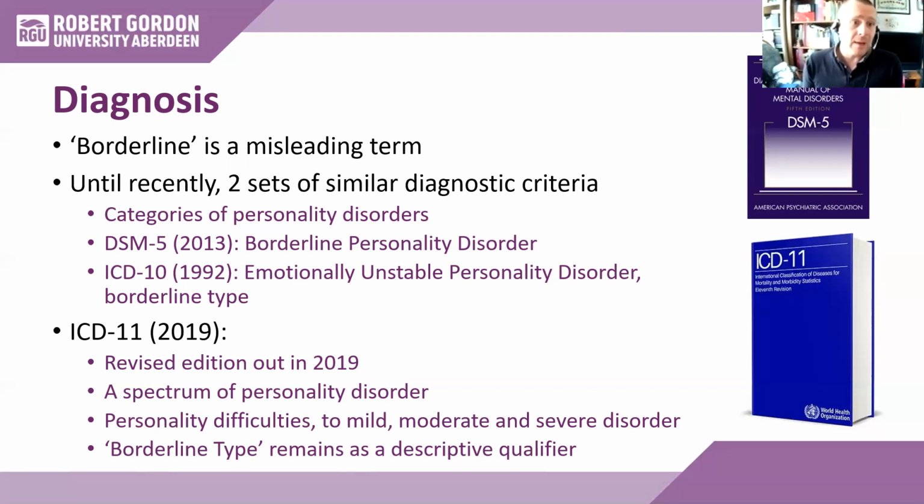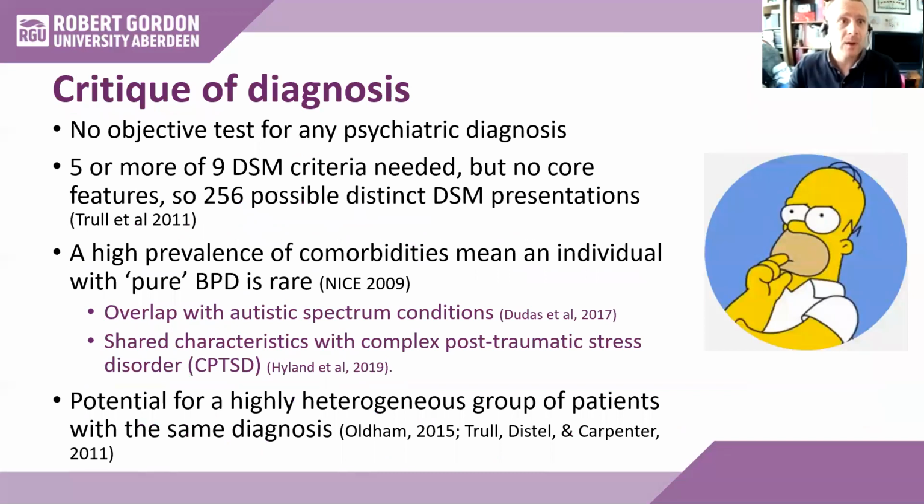So what's happened is that borderline type remains as a descriptive qualifier. So somebody might have moderate personality disorder, borderline type. And the reason I'm going through this is just so you know that it looked like there was a potential that there might not be BPD in the new criteria, but there's been a decision that that will remain, certainly for the time being. So we're not getting rid of BPD at the minute. So that's a sense of the diagnostic stuff.